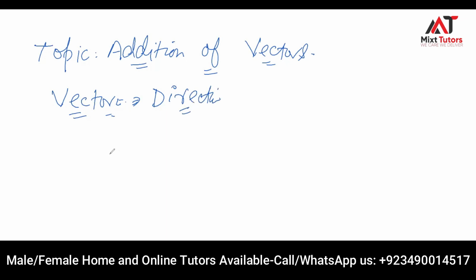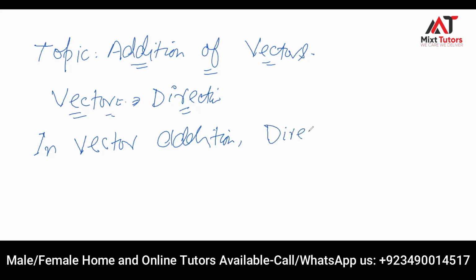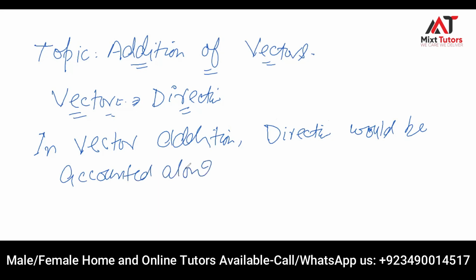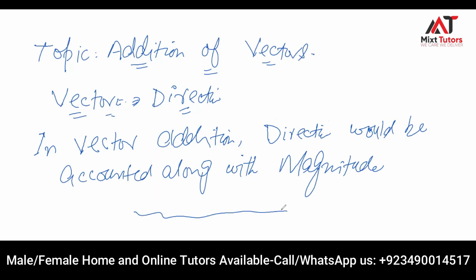So while adding scalars, we just add magnitude, and while adding vectors, we add both magnitude and direction. So in vector addition, we need to account for direction along with magnitude. We have to consider both direction and magnitude.